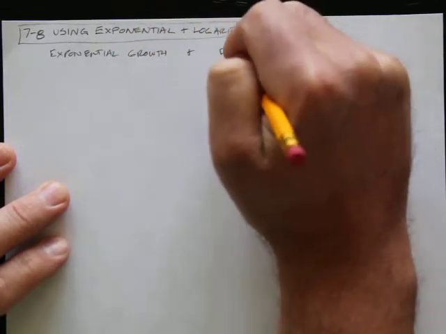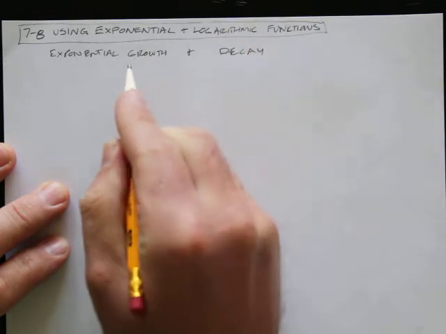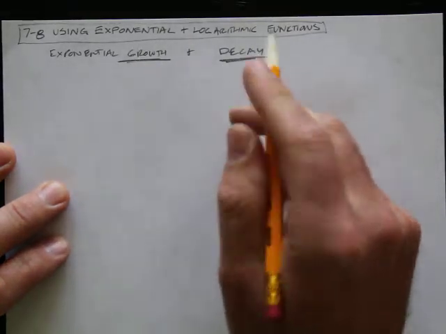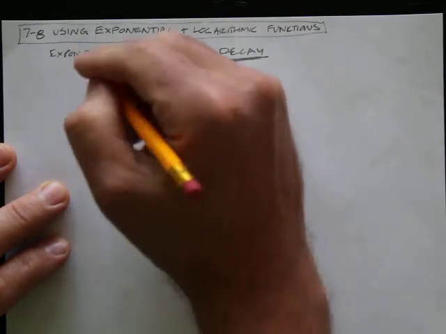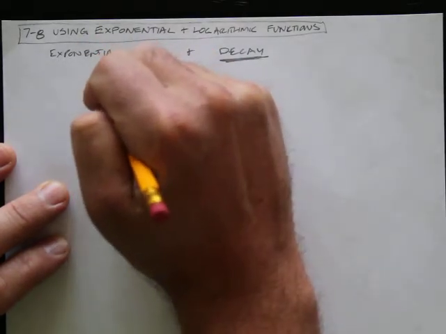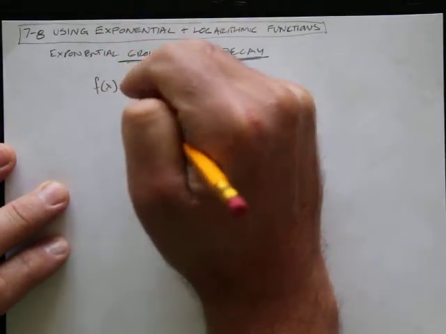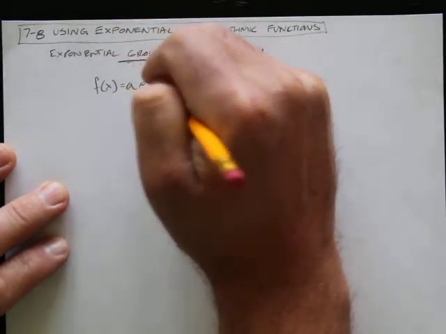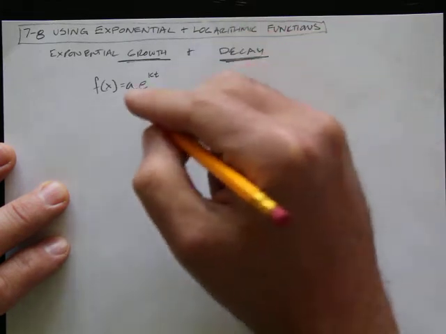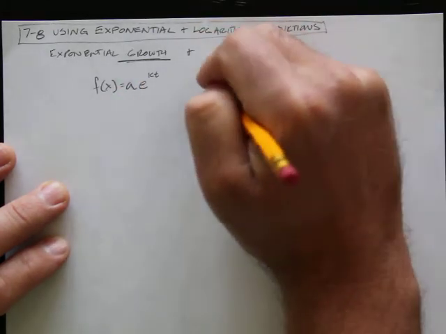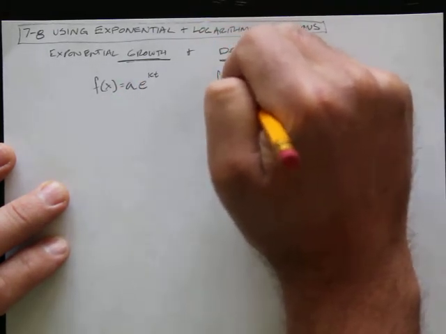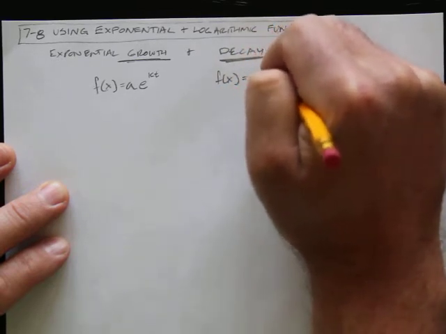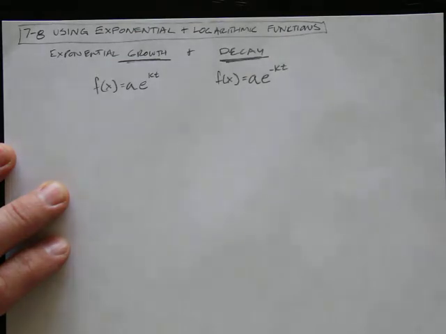I'm leaving a little bit of space here because I'm going to do a growth formula and a decay formula. So here's growth. Growth is f of x equals a times e to the k times t power. We'll write the decay one and then we'll label these. F of x equals a times e to the negative kt power.